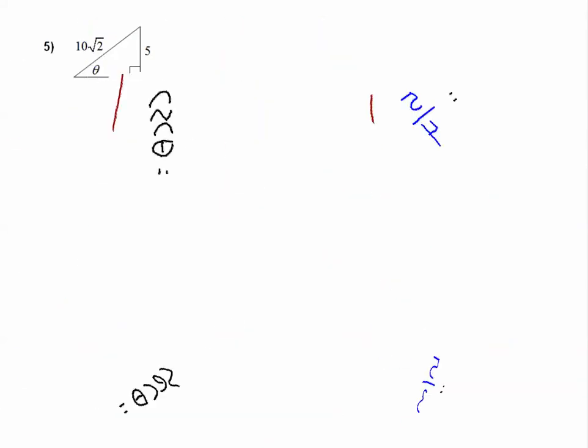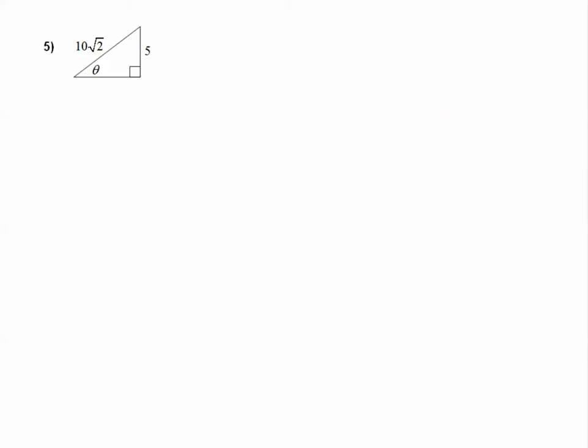Let's do our last example and have some fun with our radicals. We're missing this side again. Let's call it x. I'm going to come off to the side and use my Pythagorean theorem. My hypotenuse is 10 square roots of 2. 10 square roots of 2 squared will be equal to x squared plus 5 squared. So there's my equation.